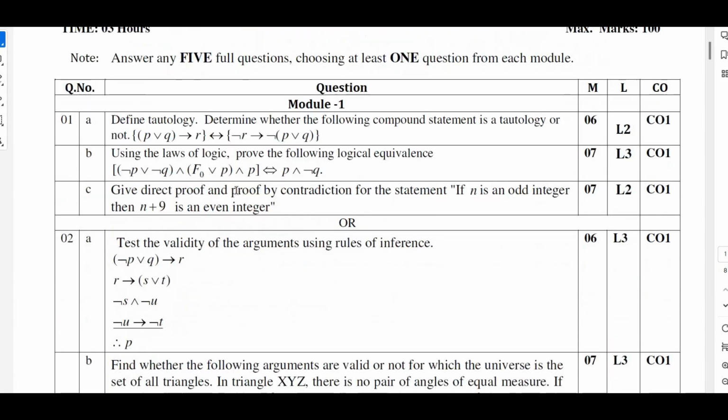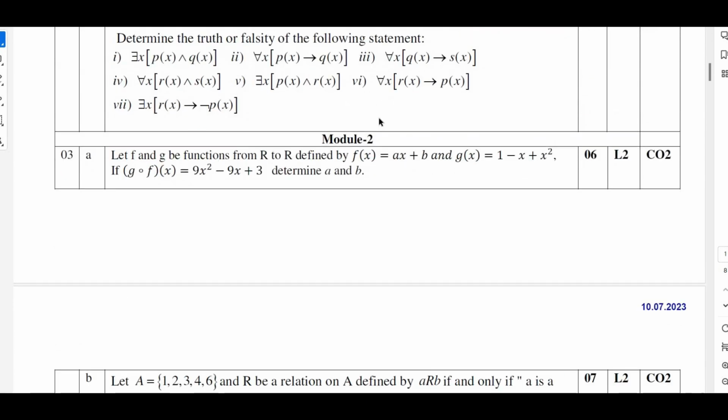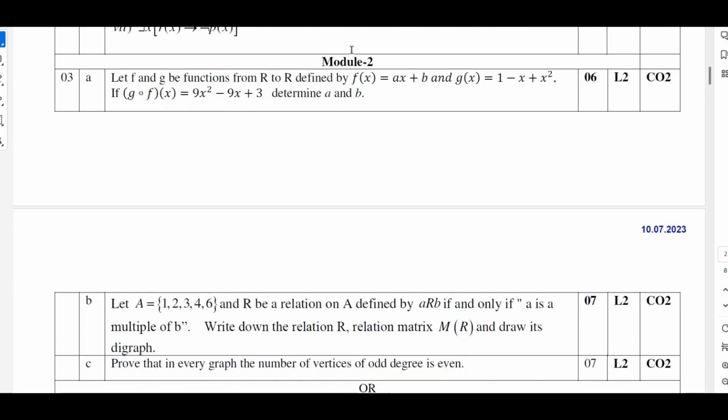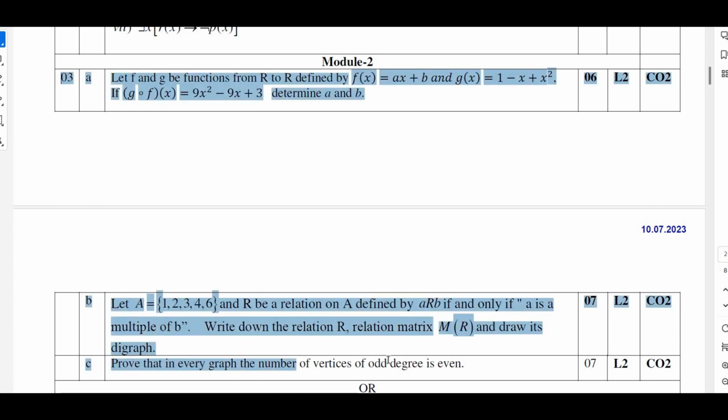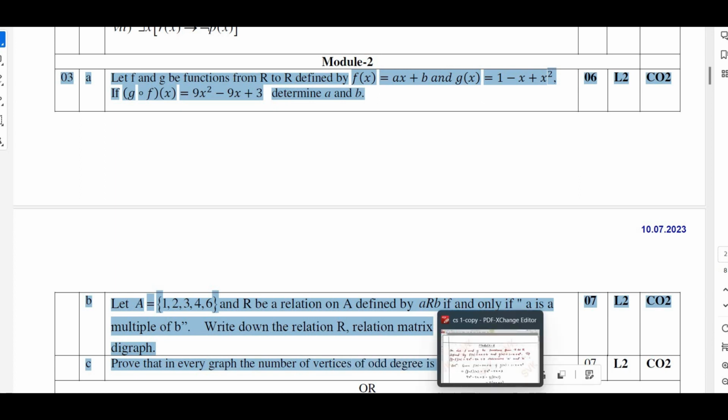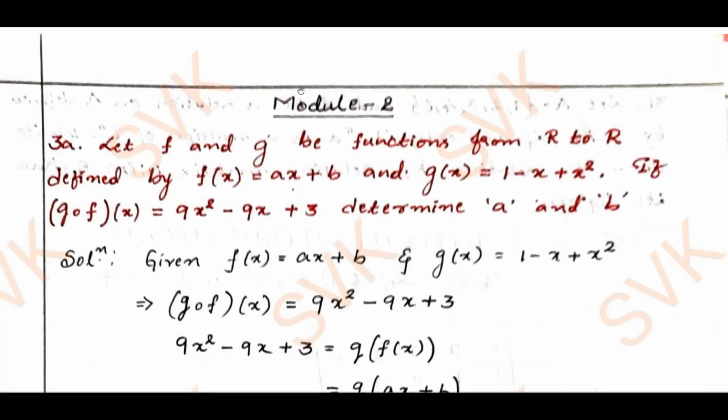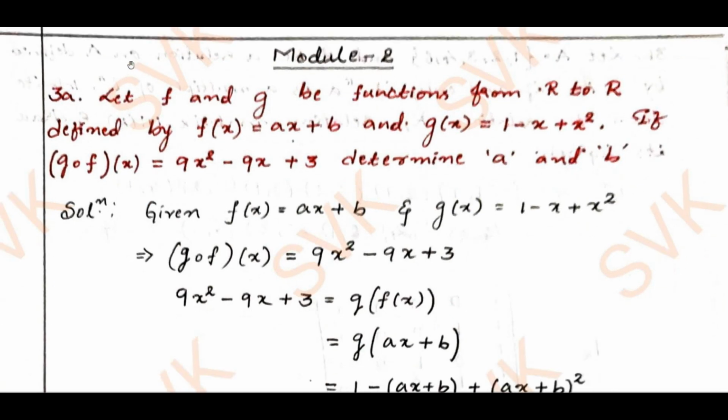So I will be starting with module 2. In this video, I will be solving the solutions of module 2. In that, question number 3A, B, C I am going to solve. So let us move to the solution part. Consider question number 3A.